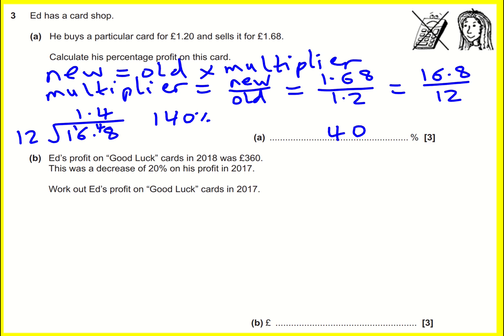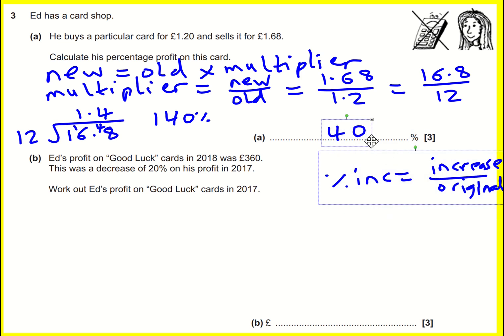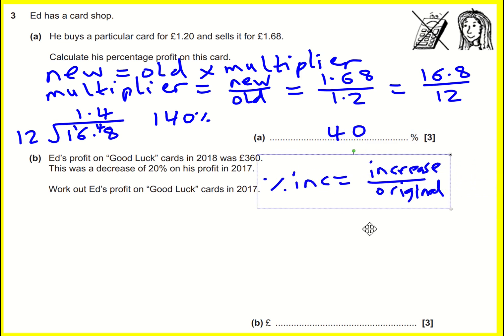So I don't need to learn lots of new formulae using profit, I just need to be able to relate it to this formula here. You can instead learn percentage increase equals the increase over the original. Hold on, I didn't leave enough space, just going to move this. Times 100. And this can be related to profit as well. You can change increase to profit, you can change original to what you bought it for, and you can still times it by 100.